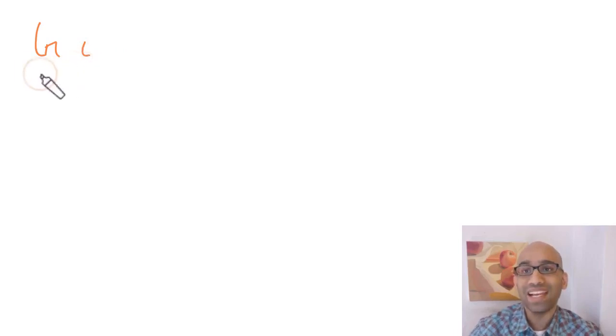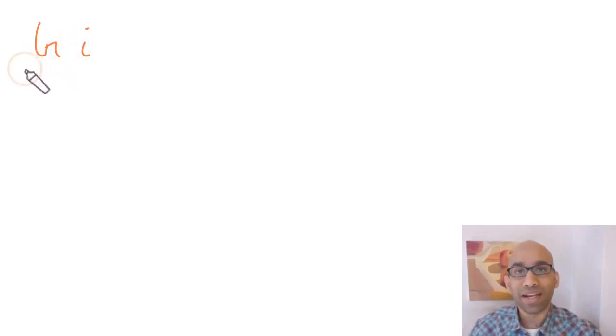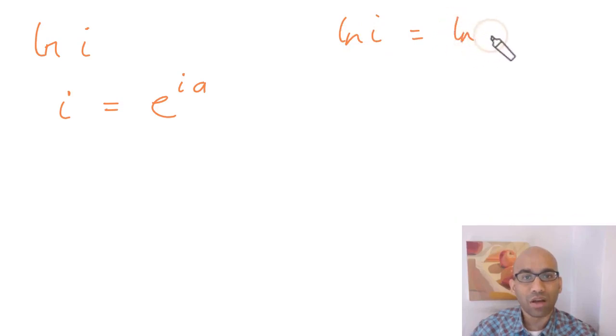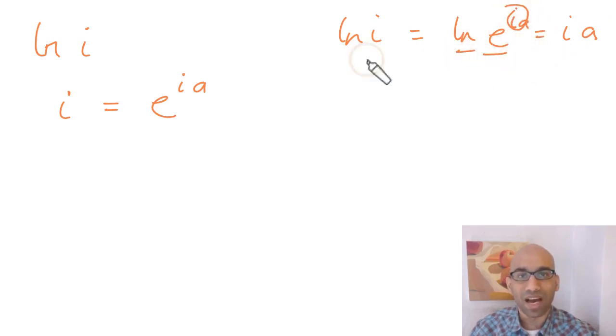So here's the second hint now. Our goal is to find out the value of log of i. And remember, if we can find a value of a, we can represent i as e power ia. Then we are done, because log of i will then just be equal to log of e power ia, which will just be ia, because log of an exponent is just this piece at the top. So what is the a for which e power ia is equal to i?